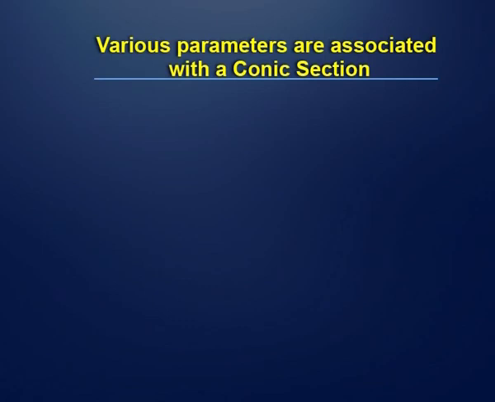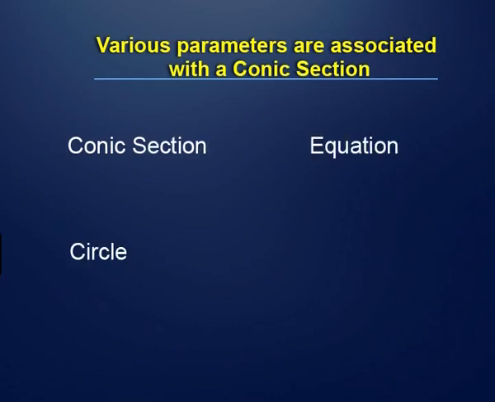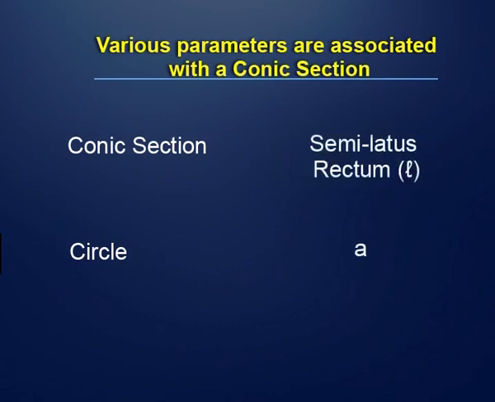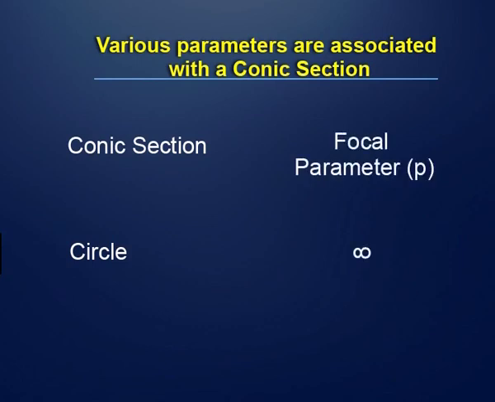Various parameters associated with a conic section are: conic section, circle, equation x squared plus y squared is equal to a squared, eccentricity 0, linear eccentricity 0, semilatus rectum a, focal parameter infinity.